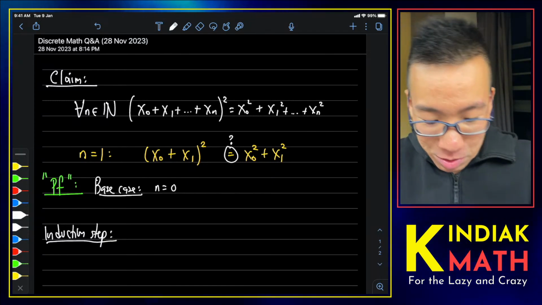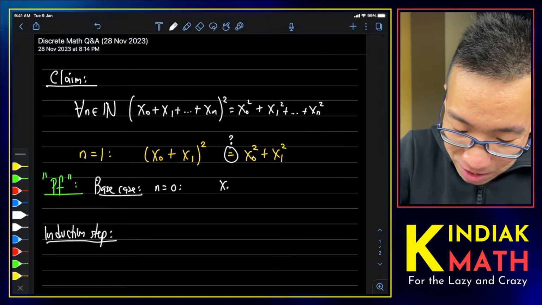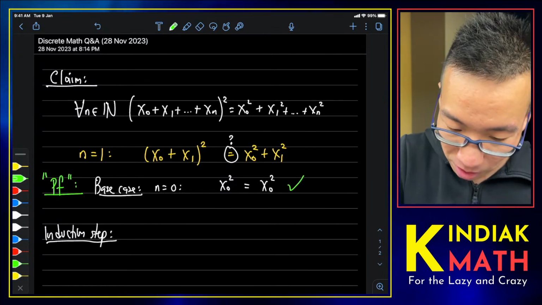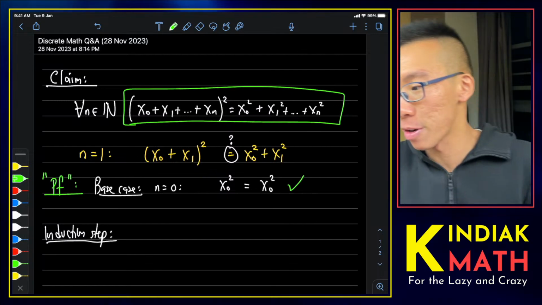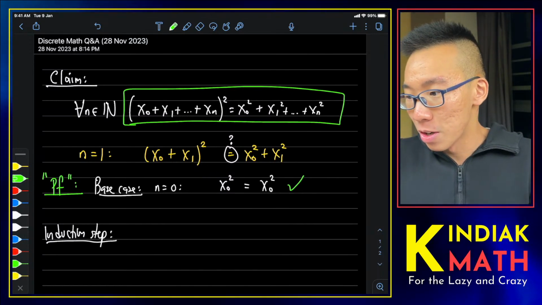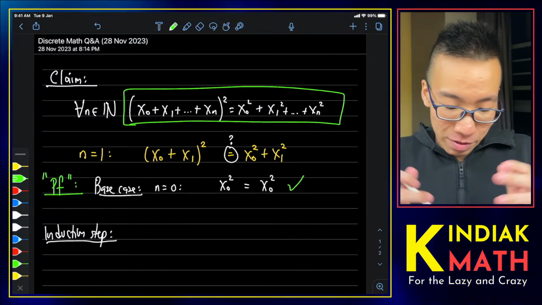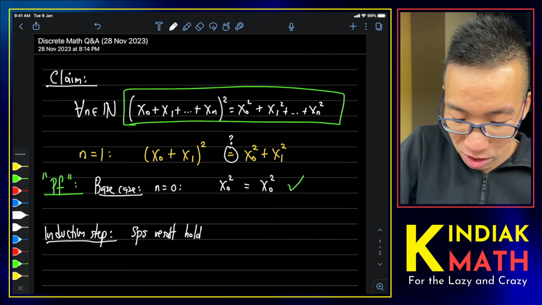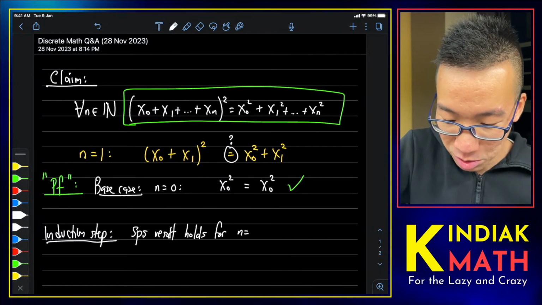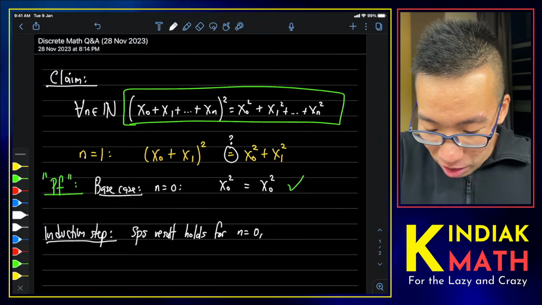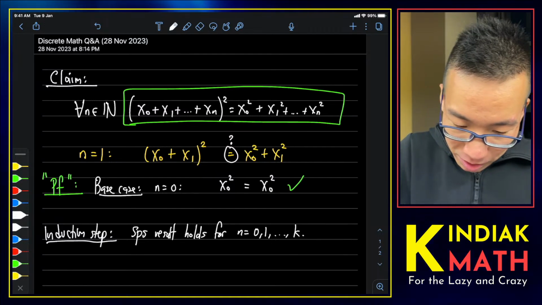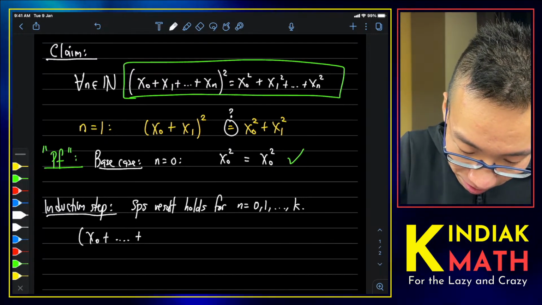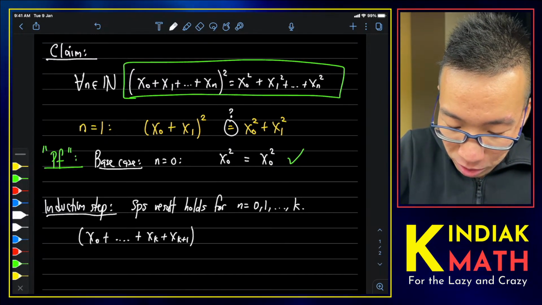Okay, so the base case n equals 0 means that on the left side we get x naught squared, and on the right side we get x naught squared as well. If we substitute n equals 0 into this expression, all is well. So we have that first and foremost. For the induction step, we're going to suppose the result holds for n equals 0, 1, all the way up to k. So we're going to try to prove the situation for k plus 1.